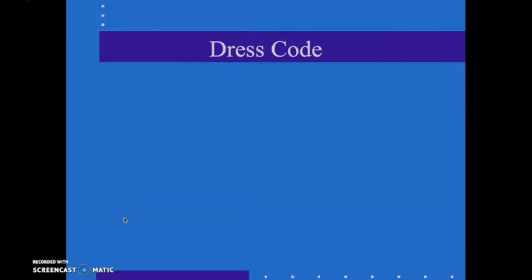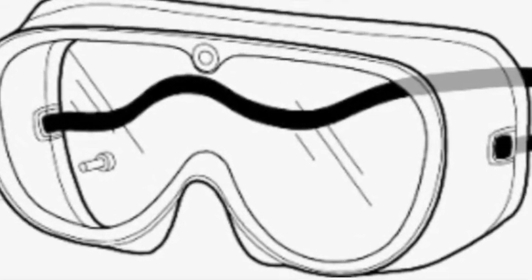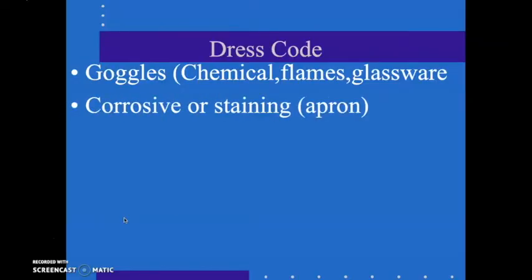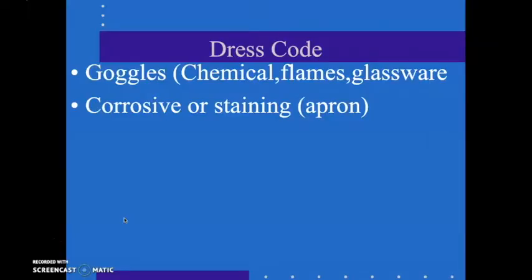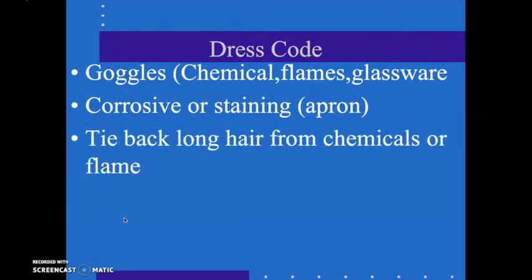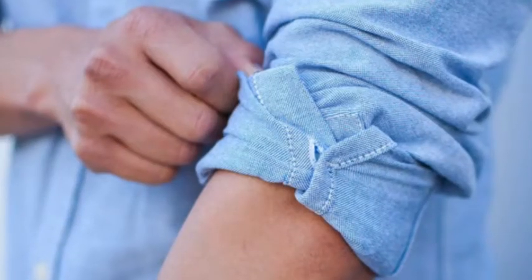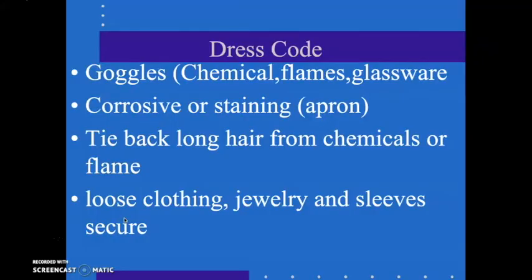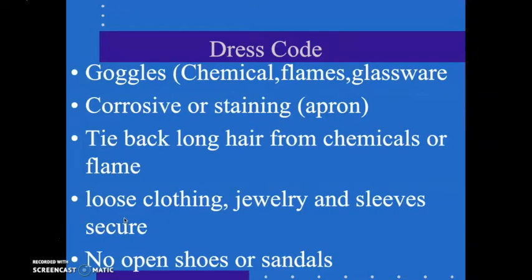All right. Here we go. Goggles. Make sure you wear them for chemicals, flames, and glassware. Corrosive or staining aprons. We're talking about, again, anything that can actually stain your clothing or eat away at your clothing, like acids. Tie back long hair from chemicals or flames. So if you have long hair, make sure you tie that back. Loose clothing, jewelry, sleeves. Make sure you secure those. And no open shoes or sandals. All right, I wonder how well you did.